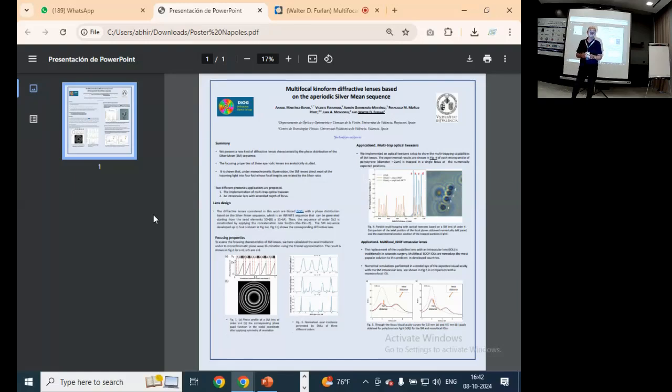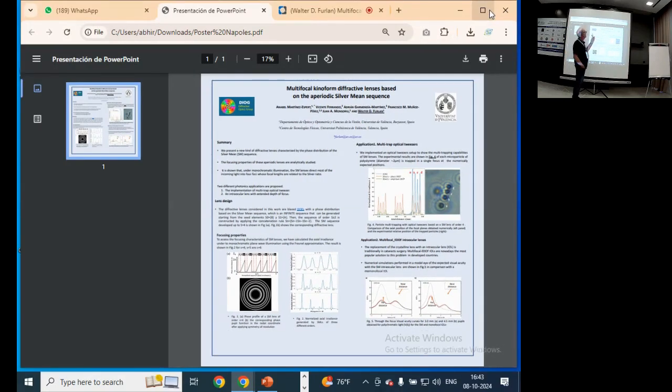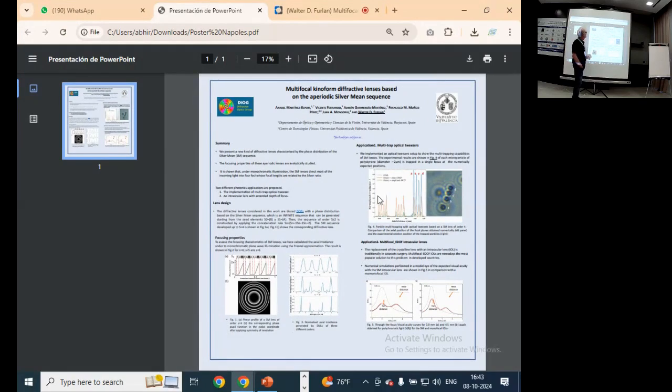But given the circumstances, I have to prepare it as a slide, in a single slide. And I will try to give you the main information about the research we have done in the last month. So the title of my presentation is Multifocal kinoform diffractive lenses based on the aperiodic silver ring sequence.